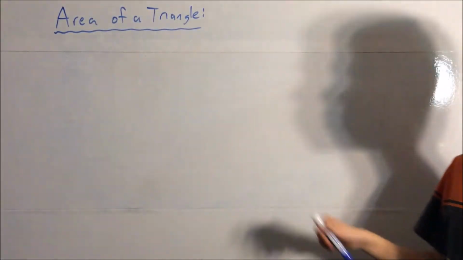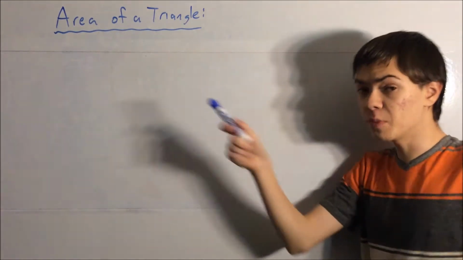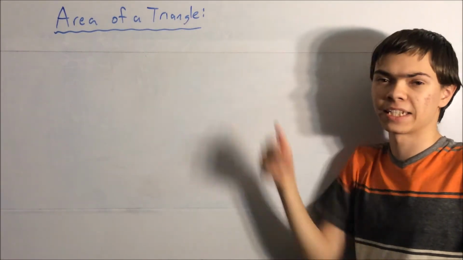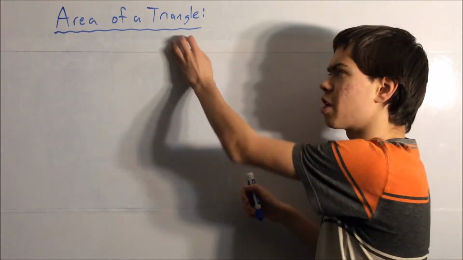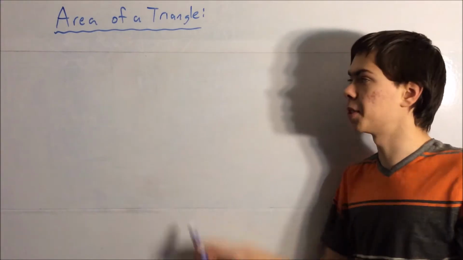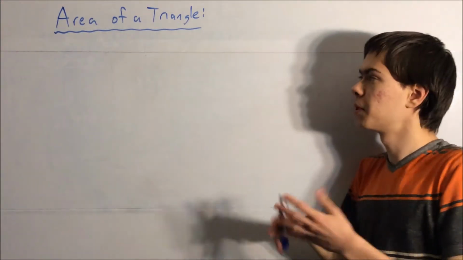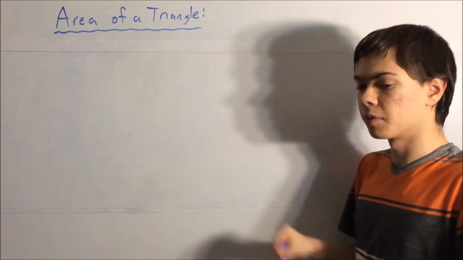So in this video, we're going to find a formula for the area of a triangle. And you might already know it, but I'm going to show you how we can find it. And the first thing to start off with is when we say triangle, I pretty much mean any triangle. It could be a right triangle, an isosceles triangle, a scalene triangle, any triangle. And so we're going to find the formula for the area of any triangle.